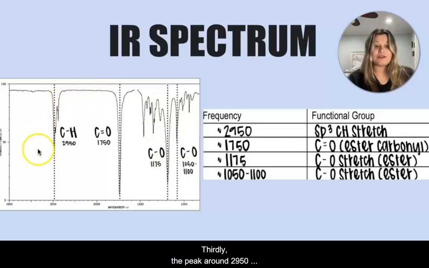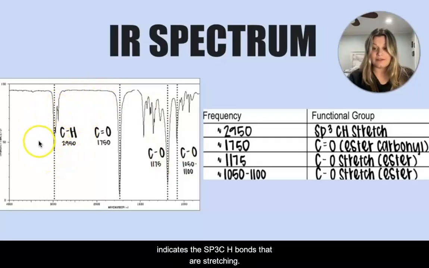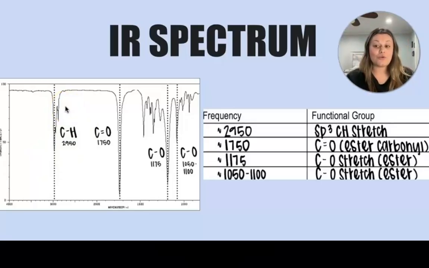Thirdly, the peak around 2950 indicates the sp3 C-H bonds that are stretching. This suggests that there would be alkyl chains rather than alkenes or aromatics within the structure. In conclusion, from just the IR spectrum alone, I can easily say that this compound is going to be an ester.